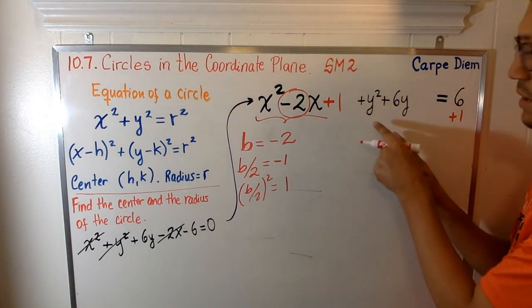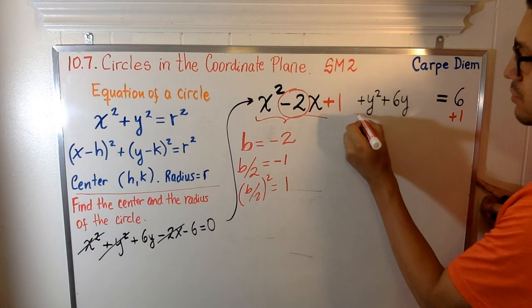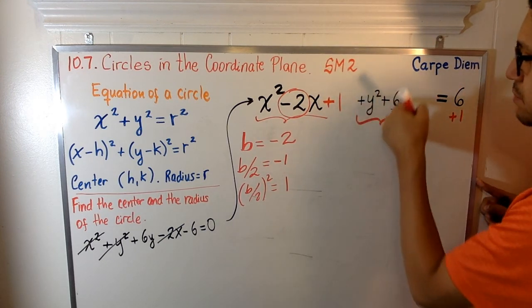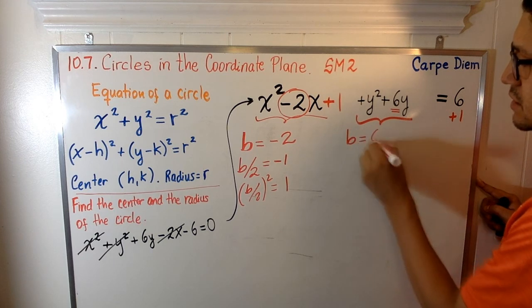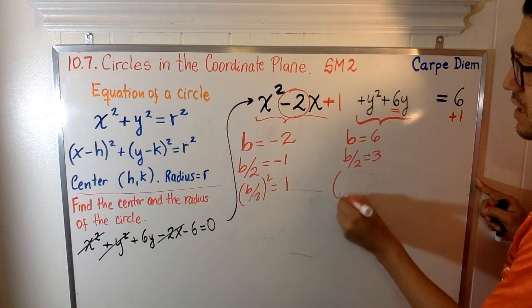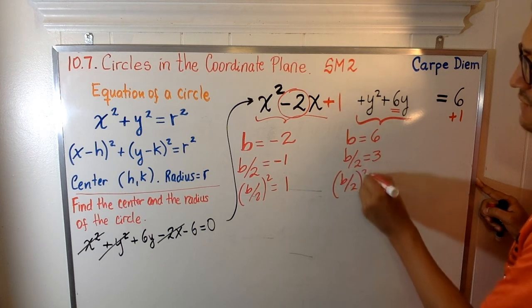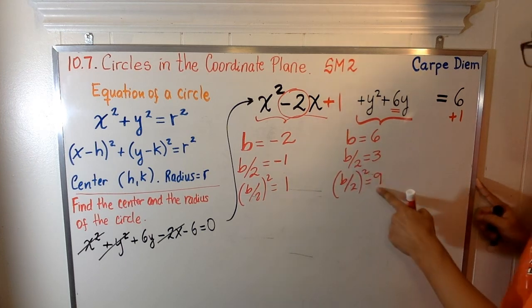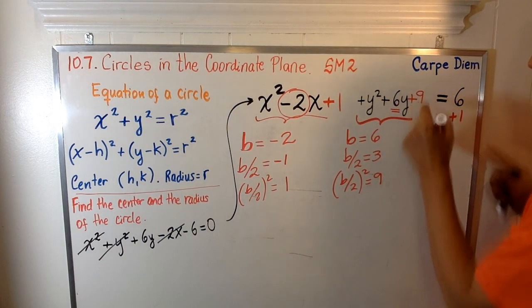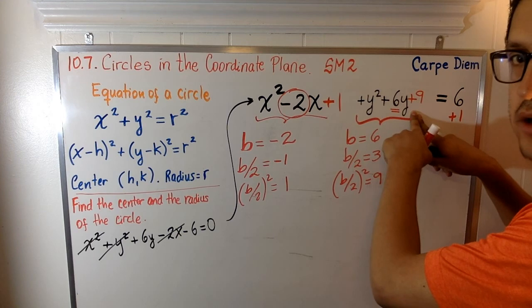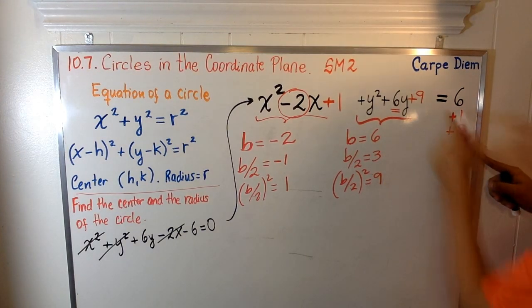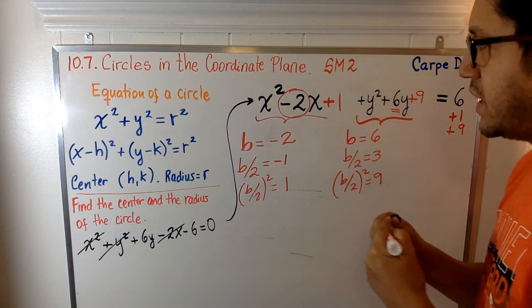And I'm going to do the same thing here. So I'm going to focus on this expression where this positive 6 is b, then b halves is 3, and finally b halves squared is 9. This is the expression I need to add here, plus 9. Since I added 9 on the left side of the equal sign, I add it on the other side as well. Here we are.